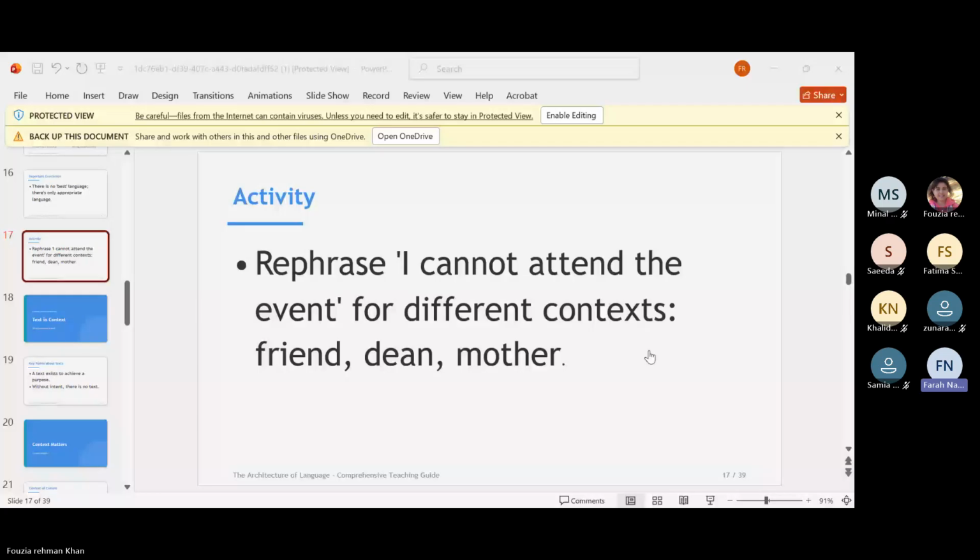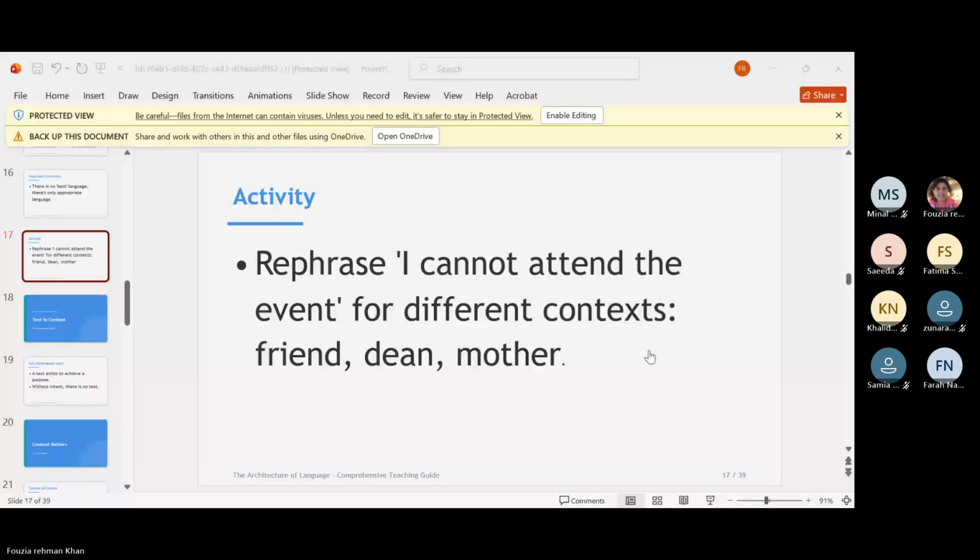And for a mother, definitely we have to show respect. For the dean, we are on professional ground, so we have to be very careful. But with the mother, we have some other affiliations as well, just to show respect, we can say that. Here we can use the word may because you're at home, so possibility can be taken out. So I cannot attend.